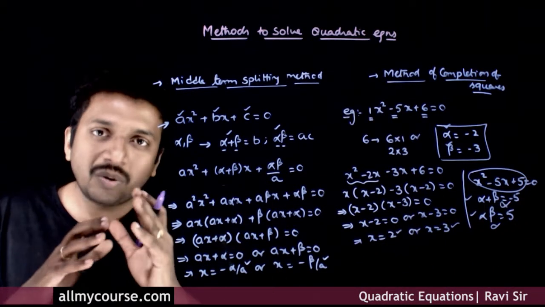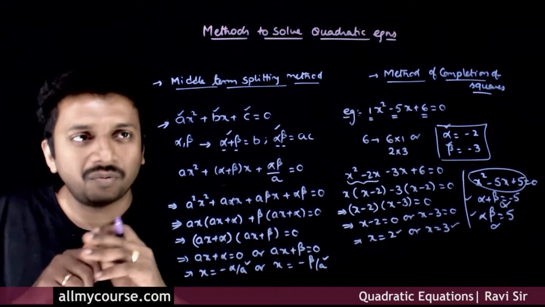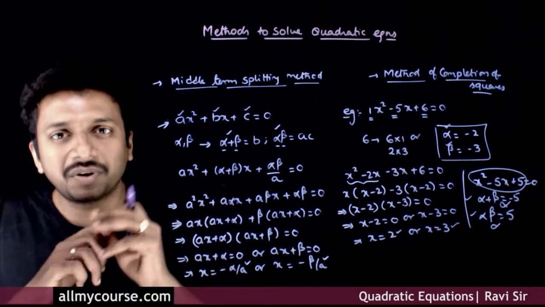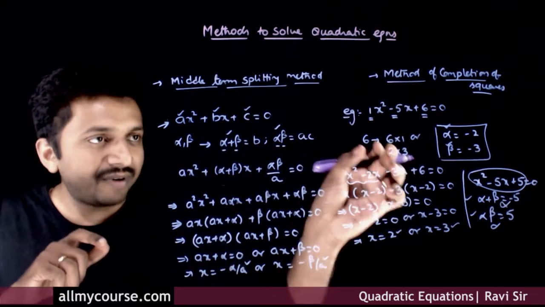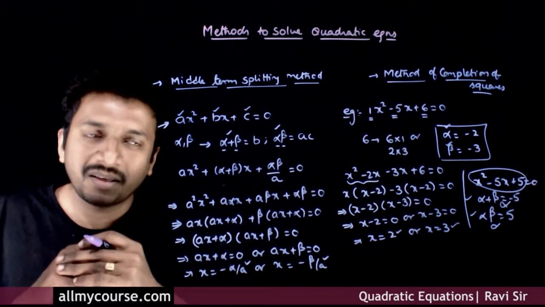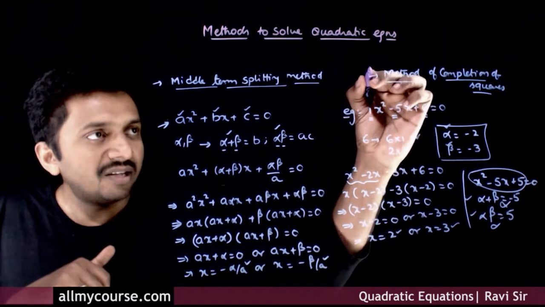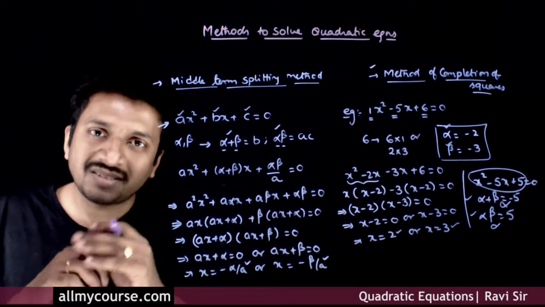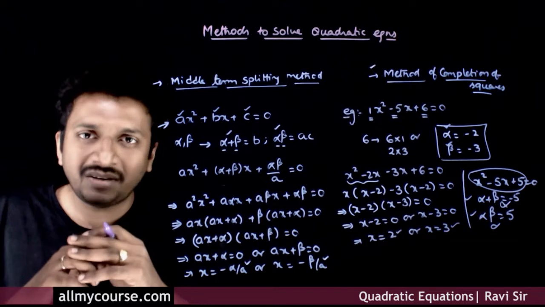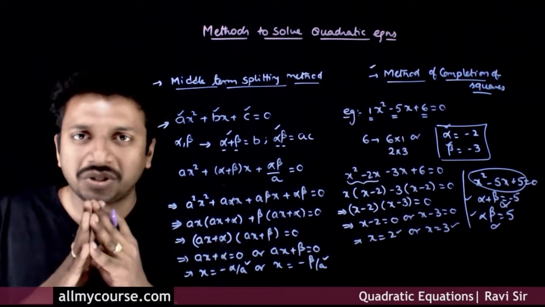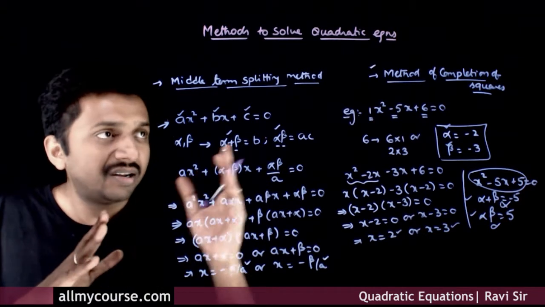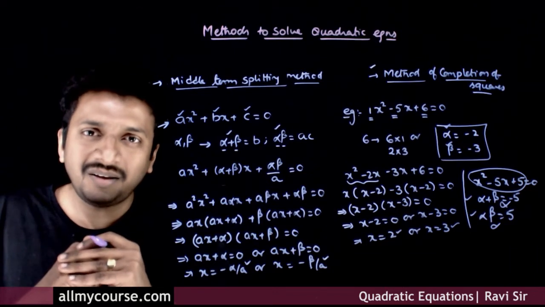So this method is okay in your lower classes, where you'll be given very specific quadratic equations where you can find these numbers alpha and beta, but this is not a general method. The second method, completion of squares, is a more general method where you can solve any quadratic equation. So let us try to see the next method.